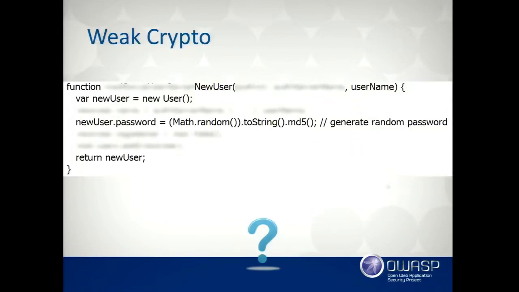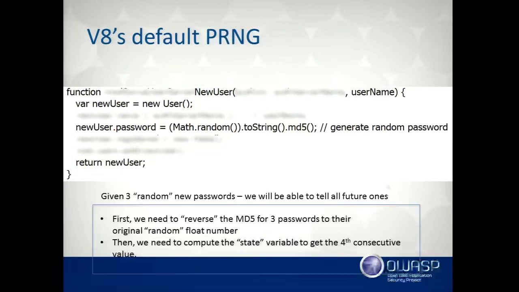Another problem with Node.js is the default random number generator used by V8. Node.js is executed by Google's V8 JavaScript engine, the backend. Some research was done earlier on the V8 random number generator. I'm not going to go into too many details here, but essentially by knowing three consecutive random numbers, we can predict the fourth and all the subsequent random numbers.